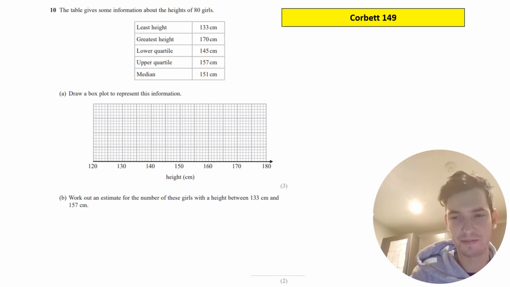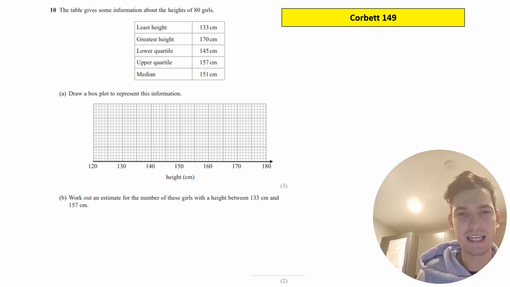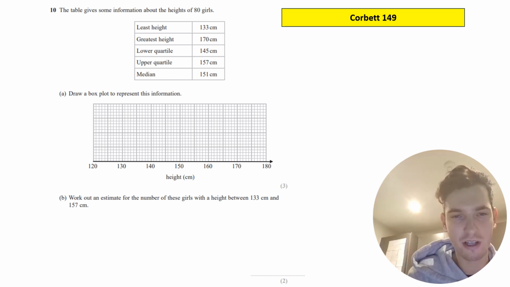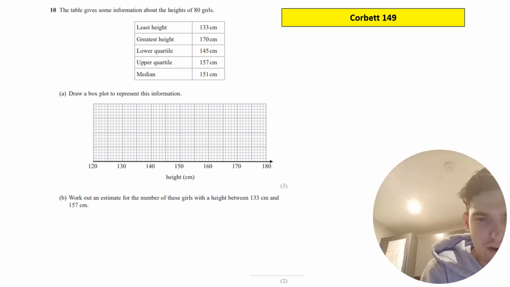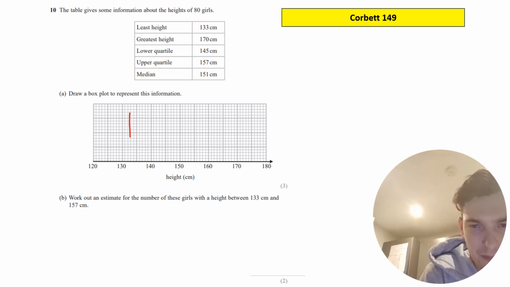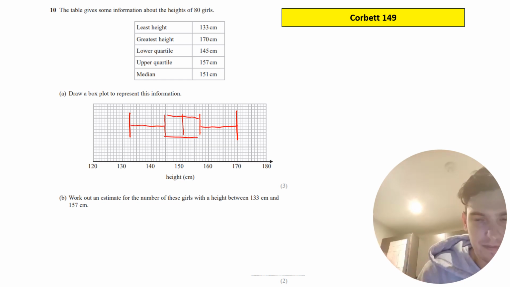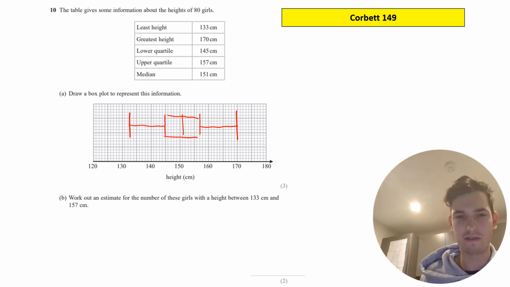Okay, box plot. Fairly simple. It gives me my least height, my greatest height, lower quartile, upper quartile, median. So I just need to draw this on. So 133, 170, 145, 157, and 151. By the way, you should be using a ruler. Okay, so quite straightforward. Interesting, they gave 3 marks for that, so that should have been a nice, easy 3 marks to get.